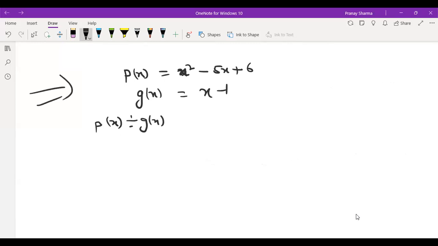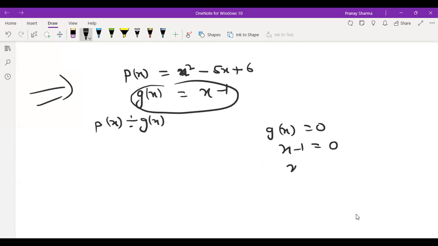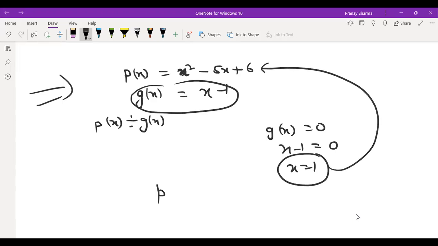So according to the remainder theorem, focus on g of x, put this g of x equal to 0, and calculate the value of x. That means x minus 1 should be equated to 0. x comes out to be 1. Whatever value you get here for x, substitute that value here. So it will be the value of the polynomial at a particular point, which we can calculate for p of x. So if you substitute 1 instead of x, it will be 1 square minus 5 into 1 plus 6.